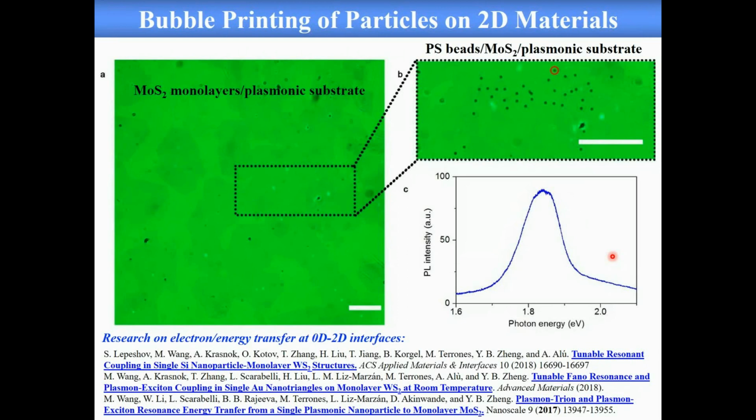So if we are interested in excitons, using this platform of 2D materials and particles, we can study a lot of interesting phenomena between the 2D materials and 0D particles, like energy and electron transfer, right? So a lot of interesting phenomena can be discovered. So we believe if we can control those particles in a much better, more precise fashion, as we do in the printing, we are able to control the properties in a more precise way.